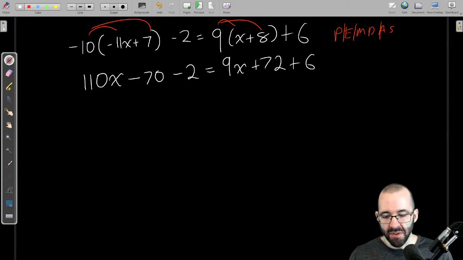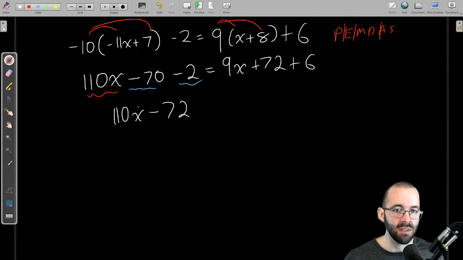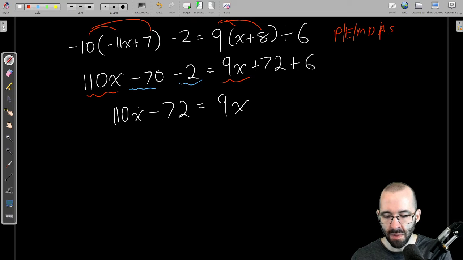All right, now let's keep simplifying. On the left-hand side, there's nothing else with x's. So this guy stays by itself. But we do have two numbers that we can pool together. 110x minus 70 and minus 2 more is now minus 72. We were down 70 and then we were down 2 further. We're down 72 now. And it's the same on the right. 9x, that's all alone. No combining anything on that. But there's the numbers part. Plus 72 plus 6 is plus 78.